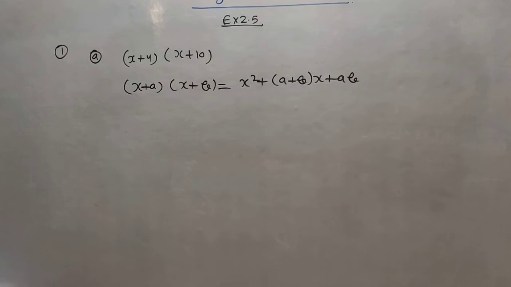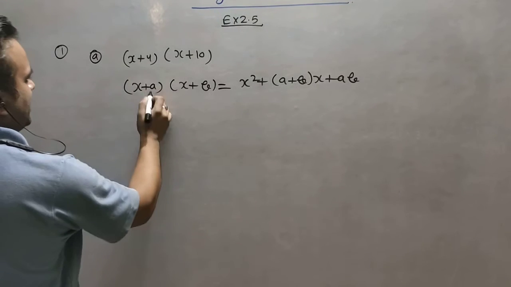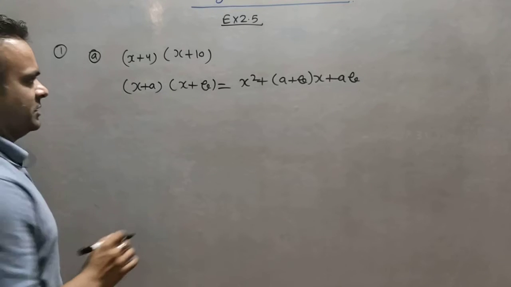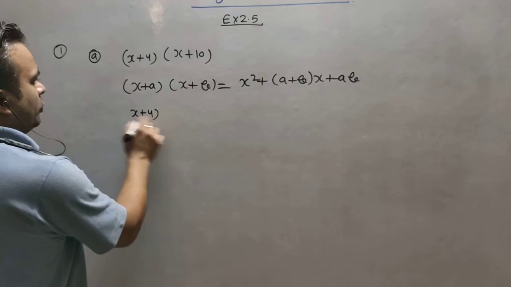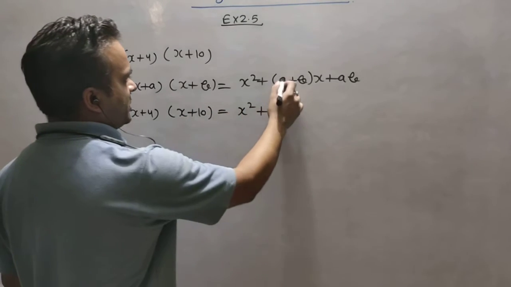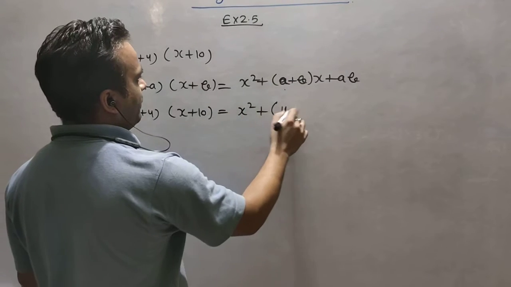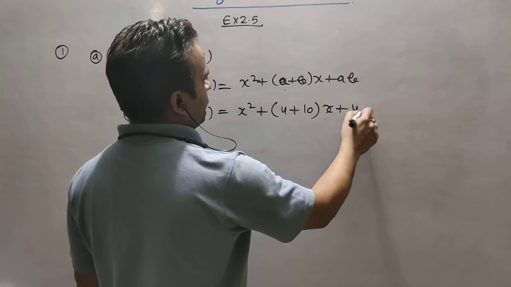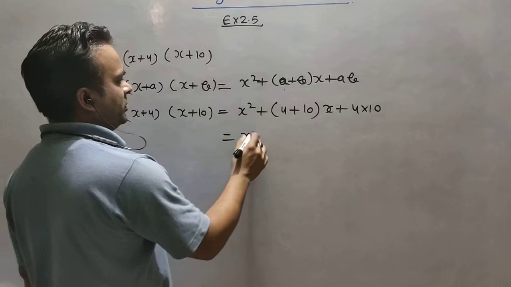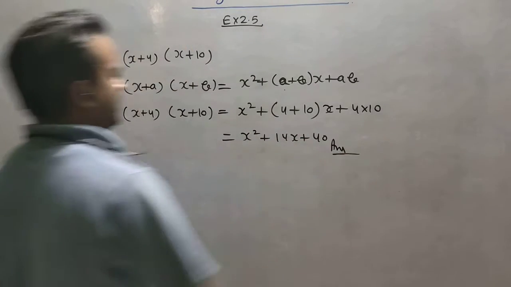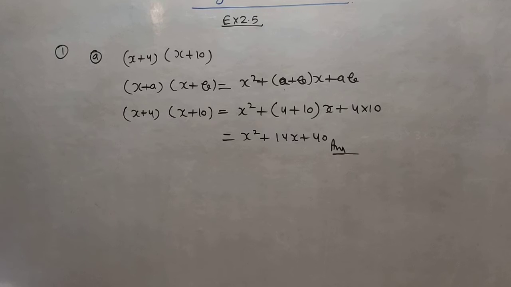Always write the identities again and again. This is a very good habit. Now what is a here? 4, and what is b? 10. X is same as it is. So x plus 4 and x plus 10. So x square is as it is. In place of a we will put here 4, and in place of b we will put here 10, and 4 into 10. So it is x square plus 14x plus 40, right?